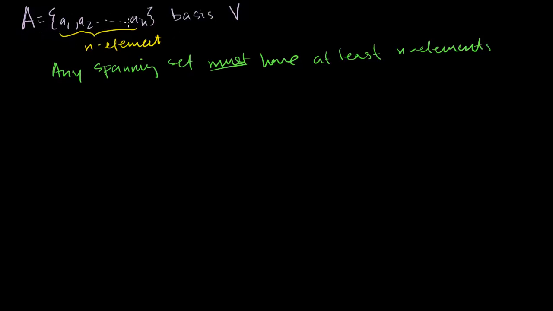If this basis set has n elements for V, let's see if we can run with a set that has fewer than n elements and see if we reach any contradictions. So let's say I have some set B equal to the vectors b1, b2, all the way to bm, and m is less than n. So I have a set of vectors with fewer elements than my set A. And let's say you come to me one day and say, look, I found you this set of vectors, and not only does it have fewer elements than A, but it spans V.